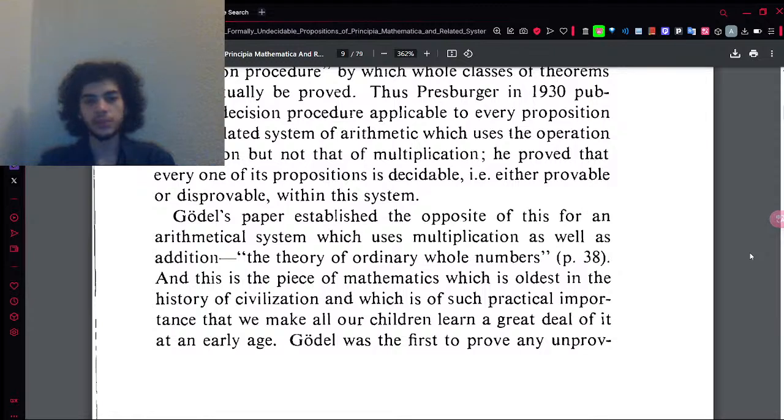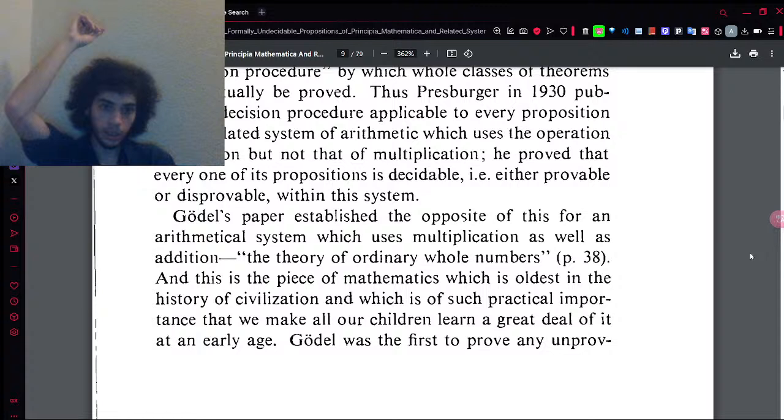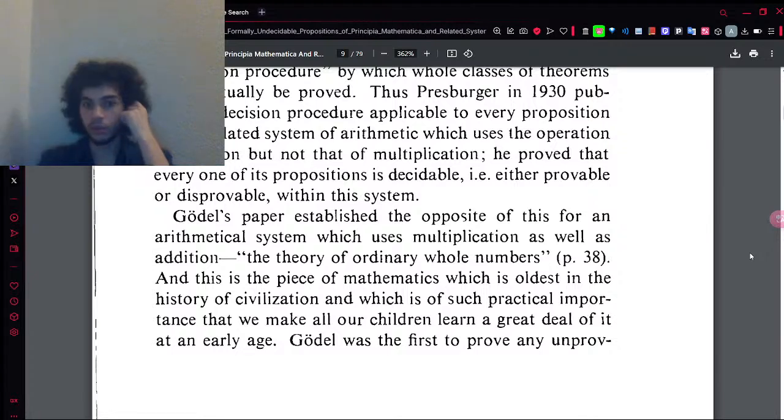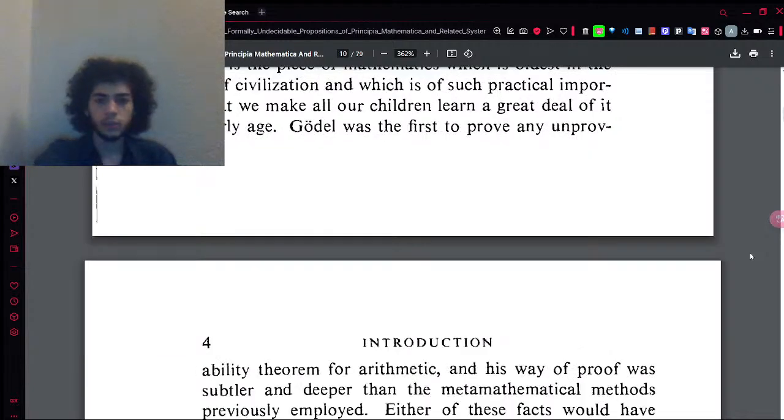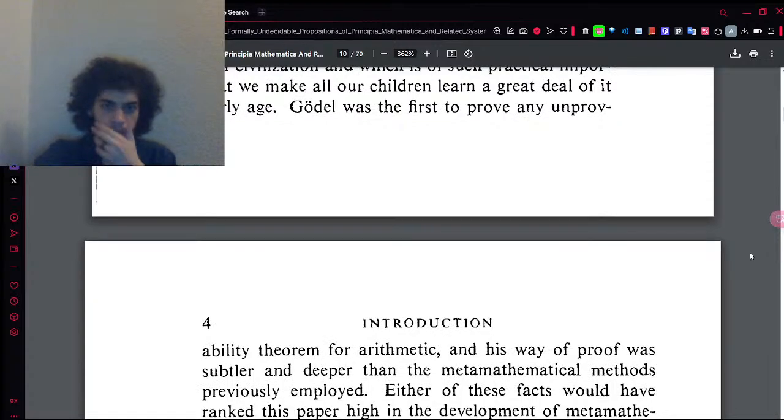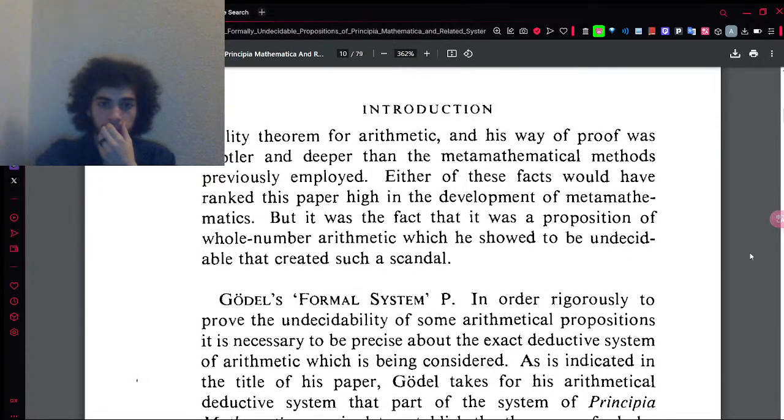Gödel's paper established the opposite of this for an arithmetical system which uses multiplication as well as addition. The theory of ordinary whole numbers. And this is the piece of mathematics which is oldest in the history of civilization and which is of such practical importance that we make all our children learn a great deal of it at an early age. Gödel was the first to prove any unprovability theorem for arithmetic.